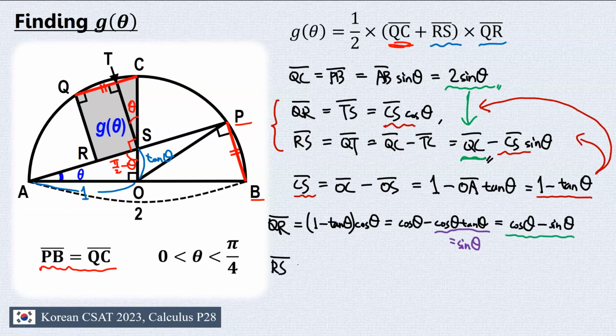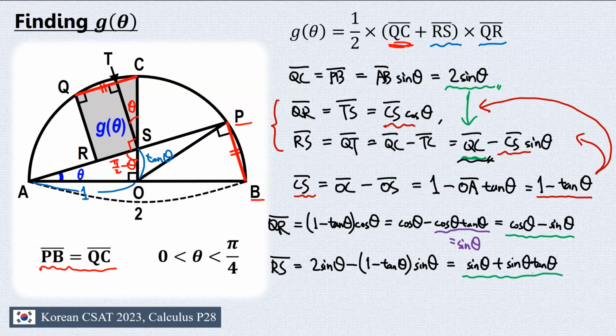And RS equals QC, which is 2 sine theta, minus 1 minus tangent theta times sine theta. So we have sine theta plus sine theta tangent theta. Here, let's leave this tangent theta for now.